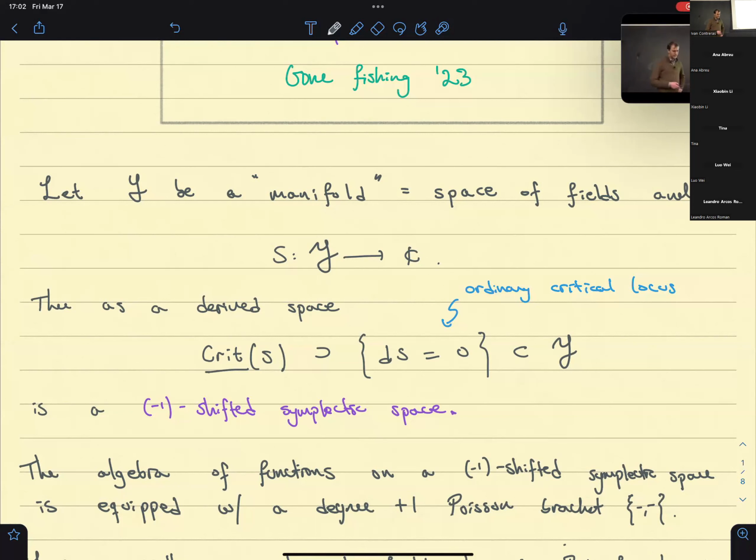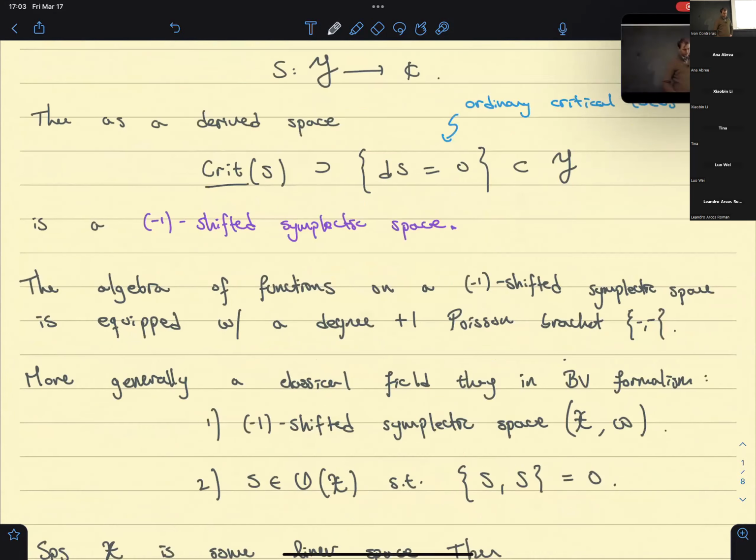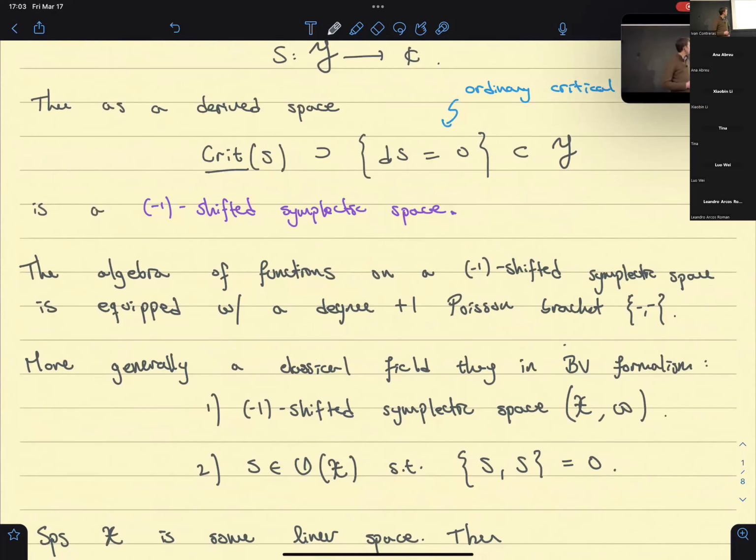And a very basic starting fact for me is that the derived critical locus of S, the derived space which enhances the usual critical locus, which is just where the derivative of S is 0, sitting inside of Y, is a -1 shifted symplectic space. And the algebra of functions on this shifted symplectic space is equipped with a Poisson bracket of cohomological degree +1. I'll call this the bracket here. I think Pavel had mentioned in his talk, this is sometimes called the BV bracket.